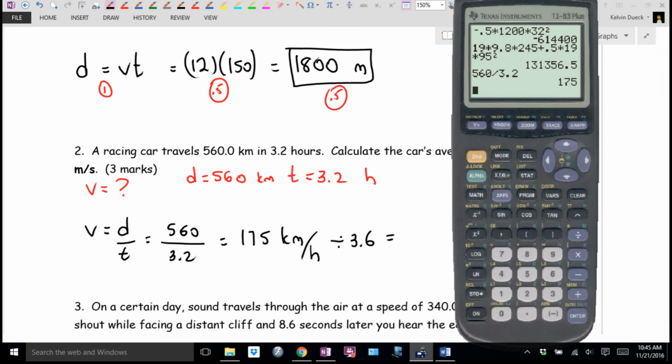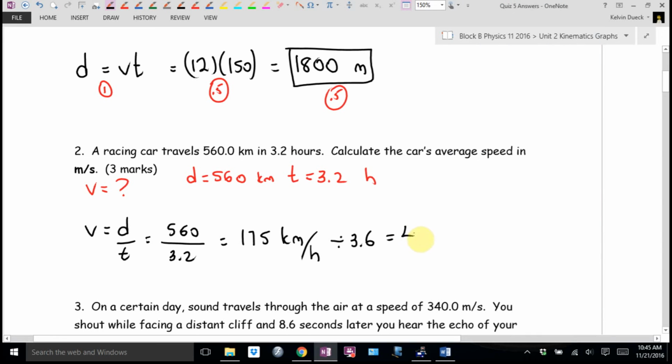Hopefully by now you've clued in. You've put this one at the bottom of your formula sheet somewhere. And I get 48.6111. I guess technically I would go 2 sig figs because of the 3.2 hours. So if you got 48.6, I'll take that. Or 49, I'll take that. 48.61 repeating, I'll take that. You would get 3 out of 3.